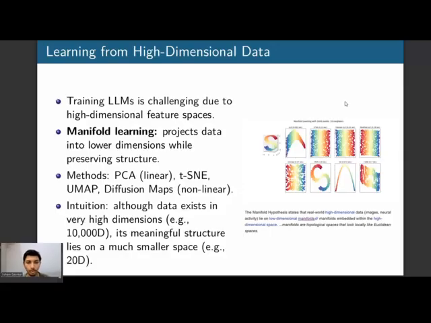Thanks, Rudra. I am Soham, and I will be talking about the recent works. Training LLMs is especially hard because we want to learn from high-dimensional data. So, we use manifold learning. This allows us to project data from higher dimensions to lower dimensions while preserving the structure. Some common methods are PCA, t-SNE, UMAP, and diffusion maps.